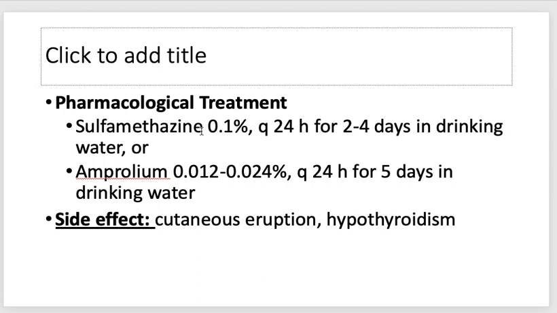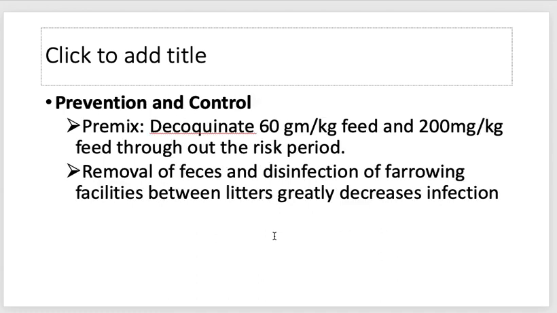You can use sulfamethoxine for treatment, mixed in drinking water every 24 hours for 2 to 4 days. Amprolium can also be used, put in drinking water. The side effects of these drugs include cutaneous eruption, an overgrowth on the skin, and also hypothyroidism.